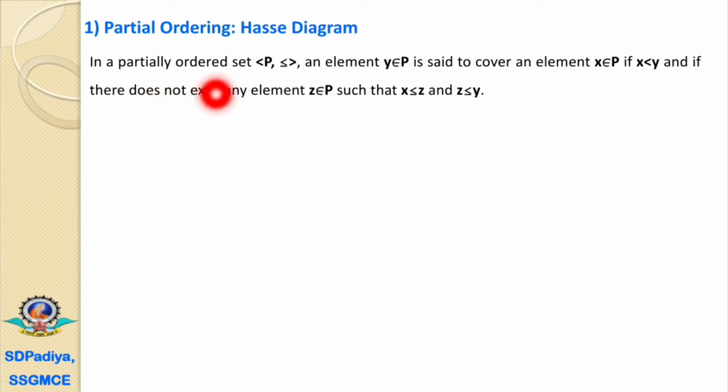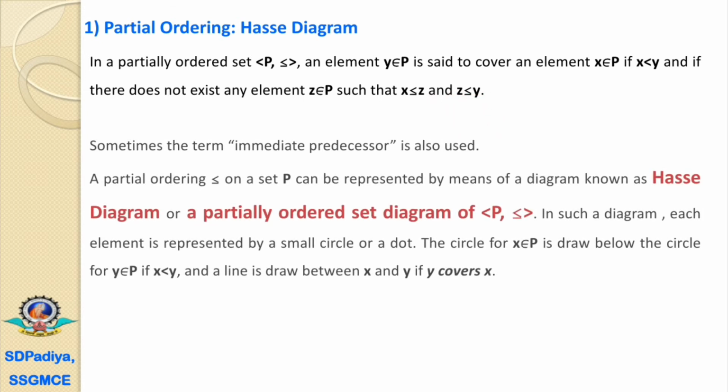In a partially ordered set, an element y belonging to the set P is said to cover an element x belonging to P if x is less than y, and there does not exist any element z belonging to P such that x has a partial order relation with z and z has a partial order relation with y. Sometimes the term immediate predecessor is also used.